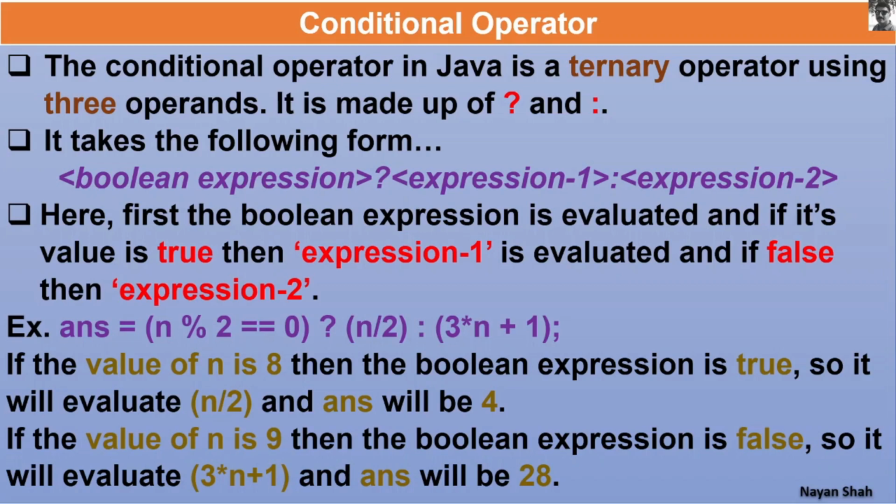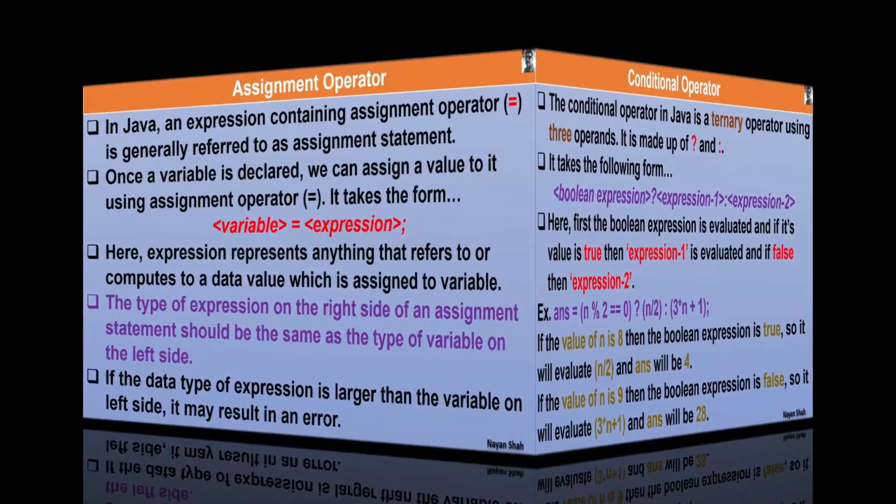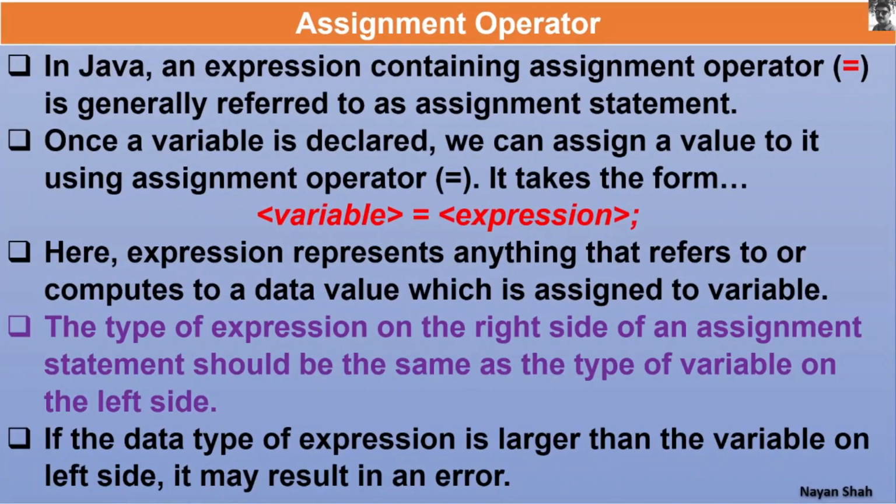Remember, the conditional operator is not much used by programmers in their programming, because we already have if-then-else, which is more meaningful, easier to understand and easier to write in your program. So mostly programmers avoid using the conditional operator. Now the next is the assignment operator.